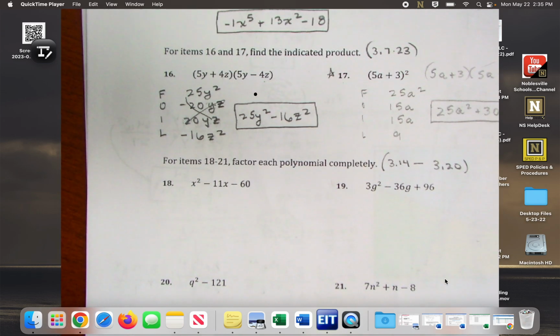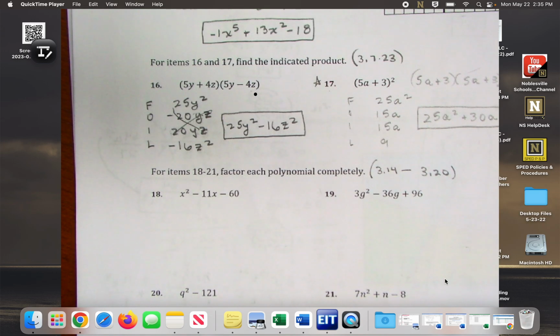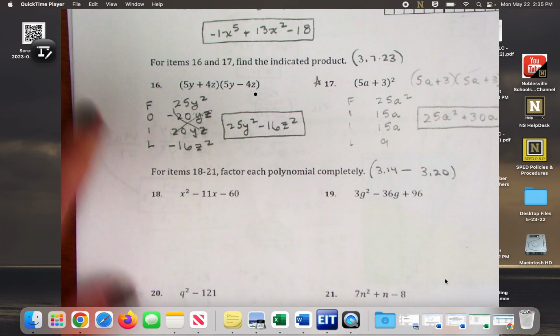Okay, number 18. We're factoring. I'm not telling you until after we've worked through the problem if it's starred. I can do those questions. You can do these? Okay.